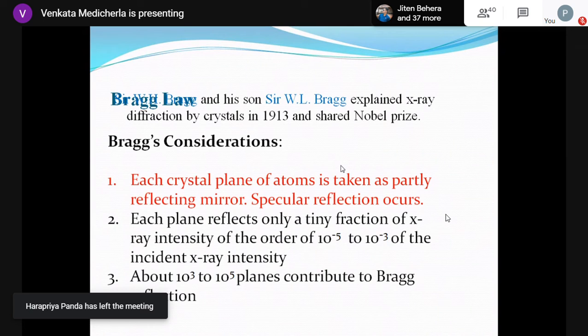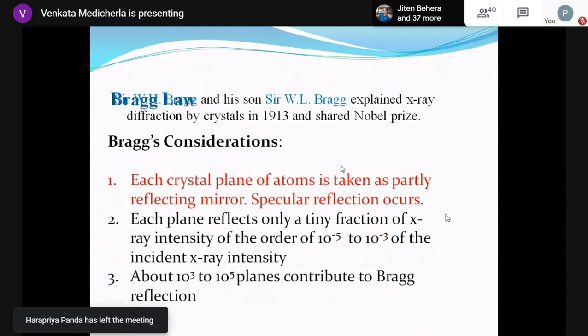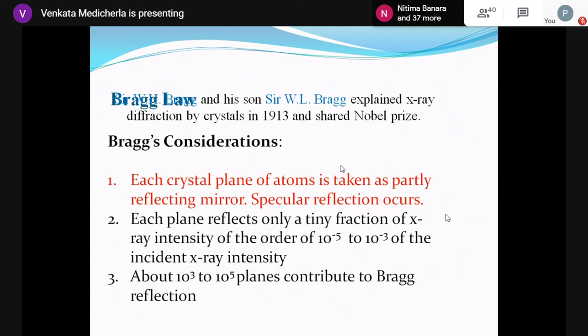Each plane reflects only a tiny fraction of the X-ray intensity. How much does it reflect? That's the question. When X-ray is falling, let's say intensity is 100. How much is reflected by one plane? He says 10 to the power of -5 to 10 to the power of -3 of the incident X-ray. See, it's a very small fraction. It depends on what kind of elements you have in the crystal; sometimes more is reflected and sometimes less. But it always varies from 10 to the power of -5 to 10 to the power of -3 of the radiation incident on the plane.